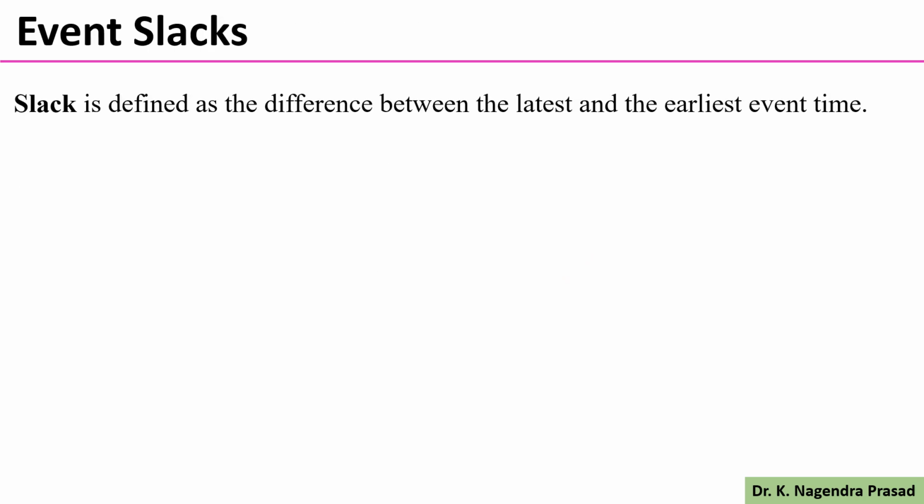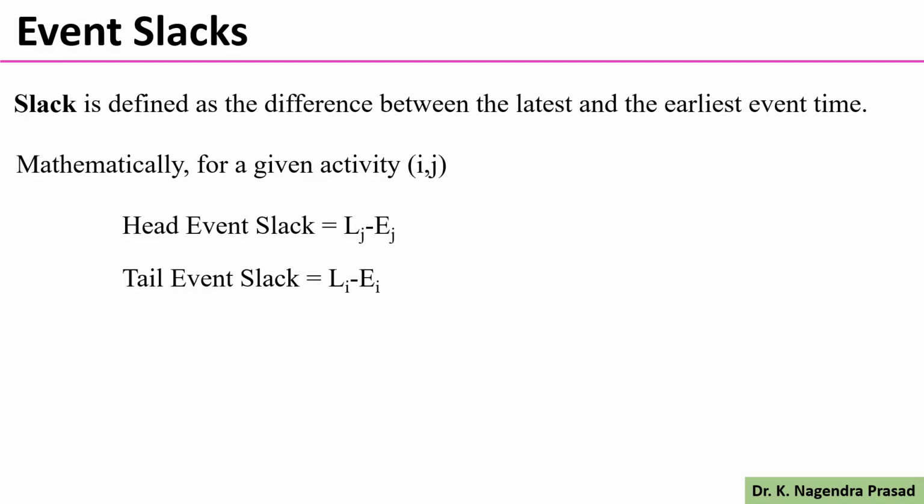Next we will discuss the event slacks. Slack is defined as the difference between the latest and earliest event time. So mathematically, for an activity ij, the head event slack equals Lj minus Ej. Similarly, the tail event slack is Li minus Ei. So this is the discussion regarding the various floats and the slack times. Thank you.